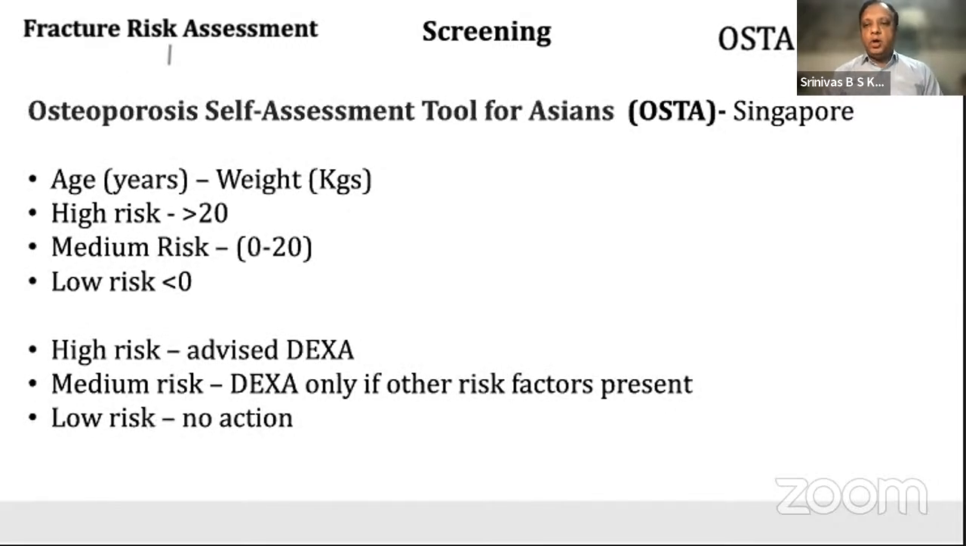Singapore uses the OSTA, or osteoporosis self-assessment tool for Asians, for detecting a postmenopausal woman's osteoporosis risk. The OSTA score is calculated by age in years minus weight in kilograms. Patients are placed into 3 risk groups based on this score: high risk, medium risk, and low risk. High risk patients are recommended to have a DEXA. In the medium risk group, DEXA is considered only if they have other risk factors. In the low risk group, no further action is required.